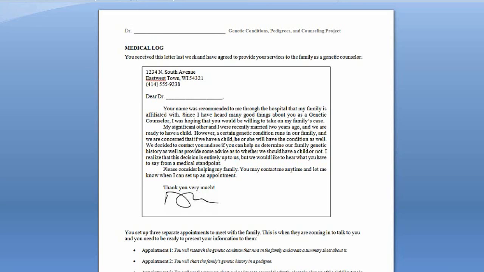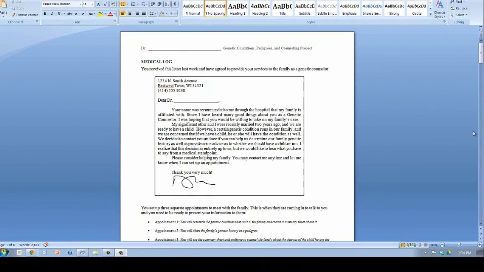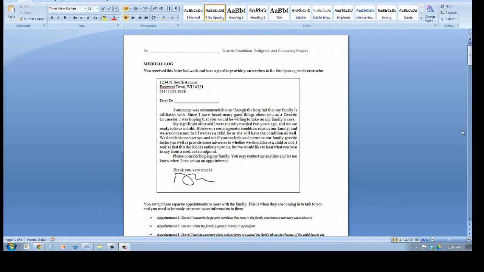Your name was recommended to me through the hospital that my family is affiliated with. Since I have heard many good things about you as a genetic counselor, I was hoping that you would be willing to take on my family's case. My significant other and I recently married 2 years ago, and we are ready to have a child. However, a certain condition runs in our family, and we are concerned that if we have a child, he or she will have the condition as well.